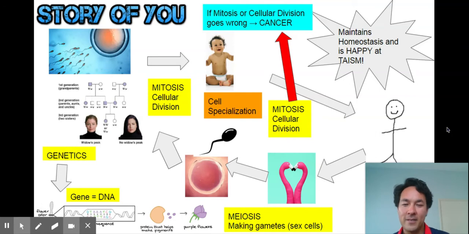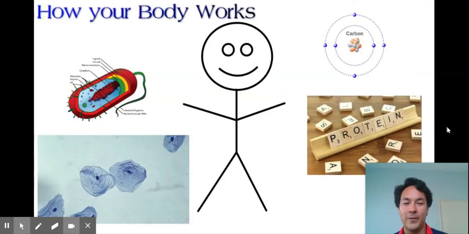All right, so by the end of the story of you, we'll have gone over genetics and DNA, but now we want to get a little more into how your body works. And this is pretty fun. It's what's called a structural segment 5. It's going from cells to organ systems.